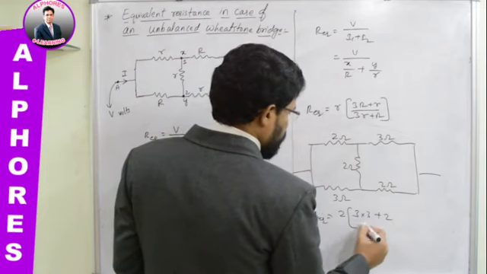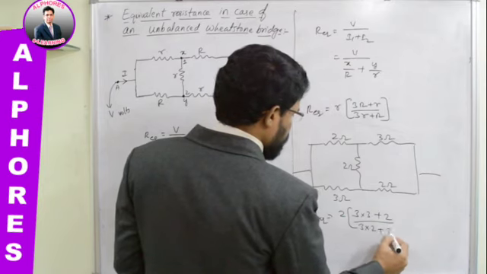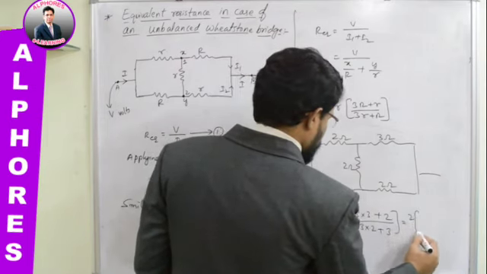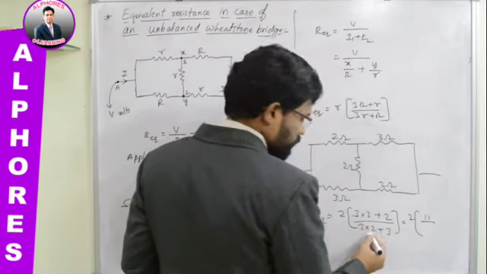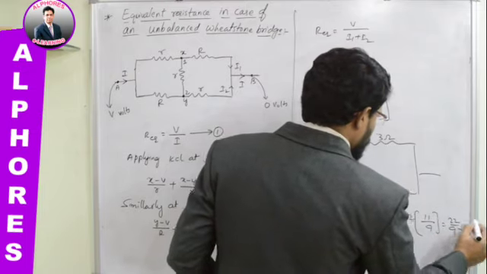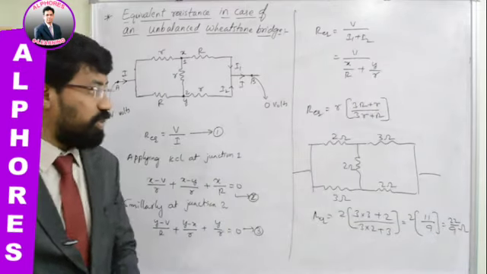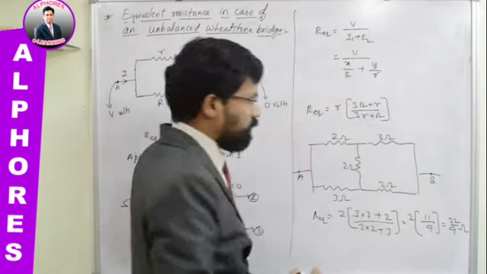Plus small r is 2 divided by 3 into small r, which is 2 here, plus capital R, which is 3 here. So 2 into 3 3s are 9, 9 plus 2, it's 11 by 3 2s are 6 plus 3 9. So finally the answer is 22 by 9 ohms. So that is the effective resistance between these 2 points A and B in case of unbalanced bridge.